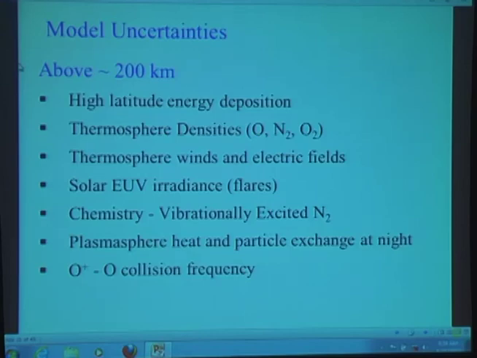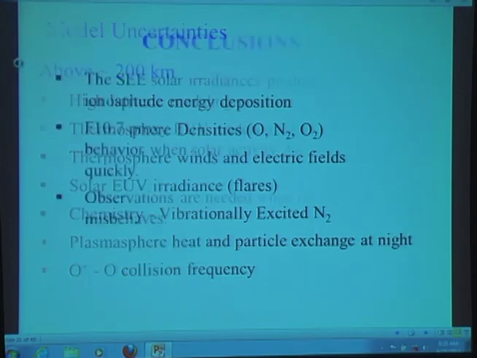Above 200 kilometers, the main problem is this high latitude energy deposition, the magnetic storms, which affect the densities, the winds, and electric fields. Solar EUV, we can deal with what we have at the moment, I think. There's still some chemistry issues. At night, you have connection to the plasmasphere, and there's this O+ O collision frequency problem.